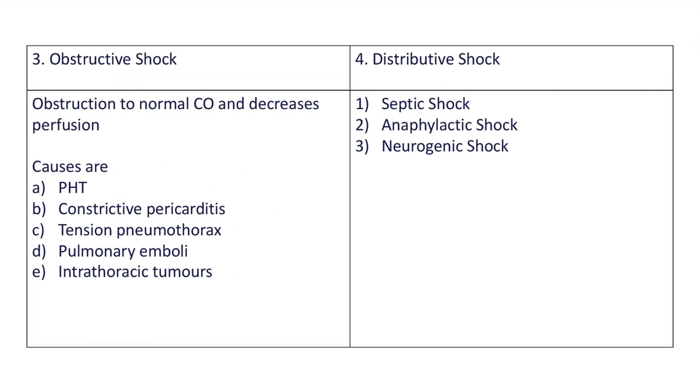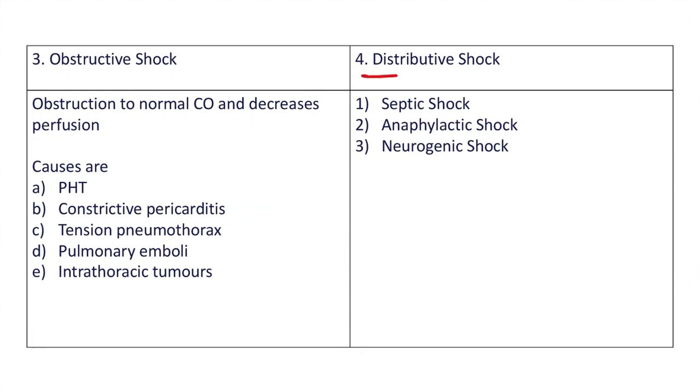Then the next type is obstructive type of shock. Here in this type there is obstruction to the normal cardiac output and there is decrease in the perfusion. Causes for obstructive shock can be pulmonary hypertension, constrictive pericarditis, tension pneumothorax, pulmonary emboli, intrathoracic tumor.